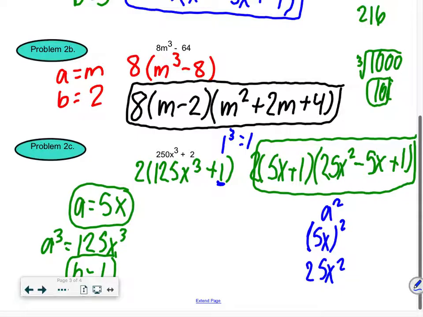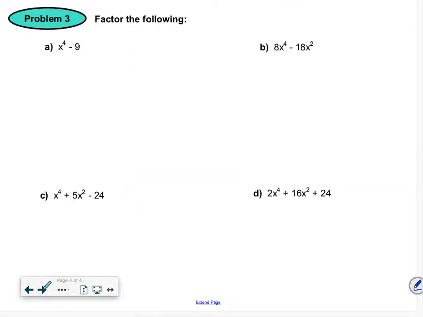Okay, 2 more. Write down this one. x to the 4th minus 9. So are these the same thing? No, these are different. We're only going to do a and d though. Okay.